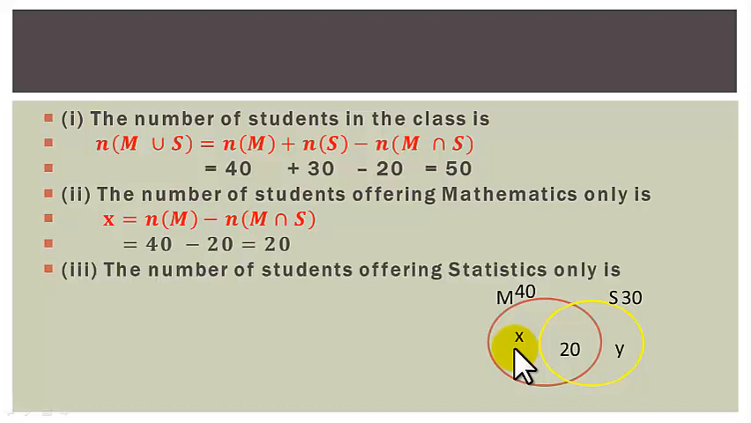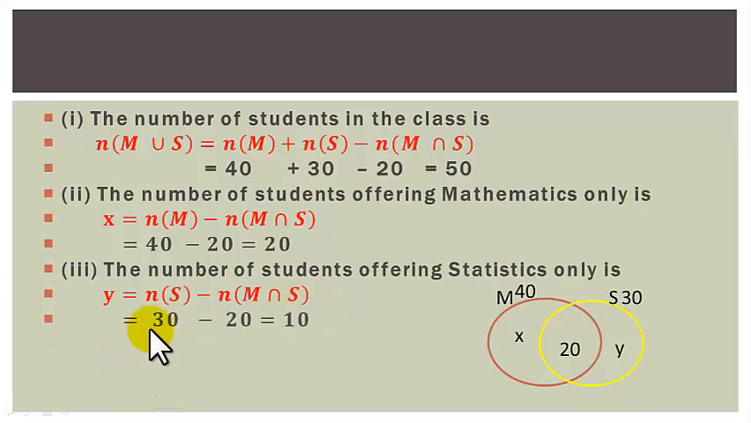3. The number of students offering statistics only is y. To find y, we have to remove this 20 from 30. That is, y is equal to the number of students offering statistics minus the number of students offering both maths and statistics. That is equal to 30 minus 20, and that is 10.